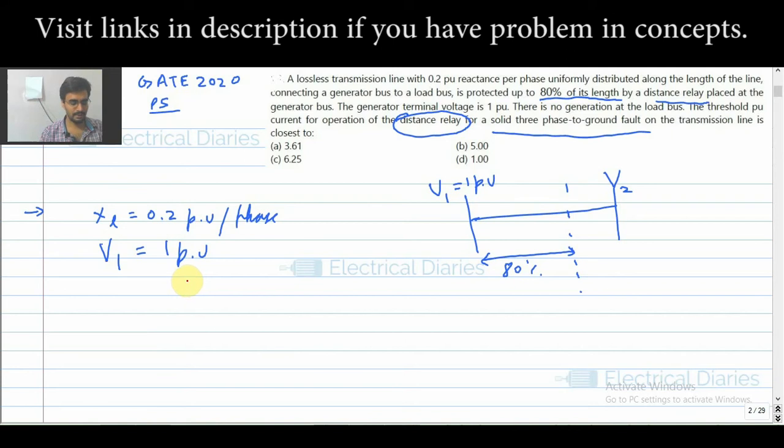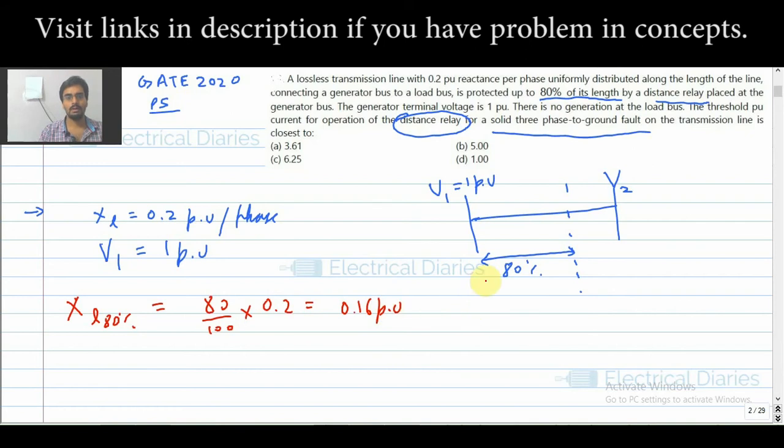So what he is saying is that how much impedance will be seen by the distance relay, that we have to consider. Okay, so see, 0.2 per unit per phase uniformly distributed. Okay, so for impedance, or you can say X line, 80%, that is the reactance of the 80% of line will be 80 by 100 into 0.2, so it will come out to be 0.16 per unit.